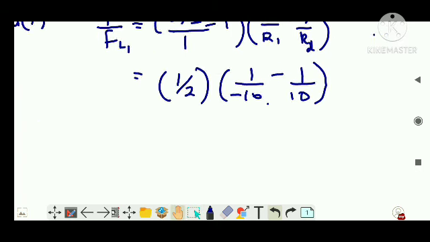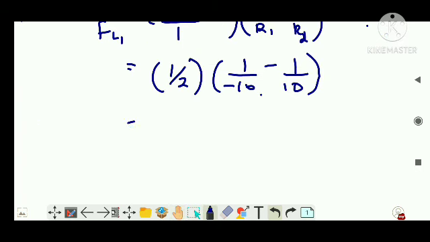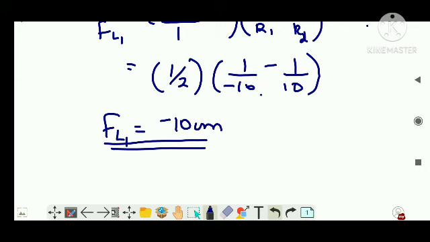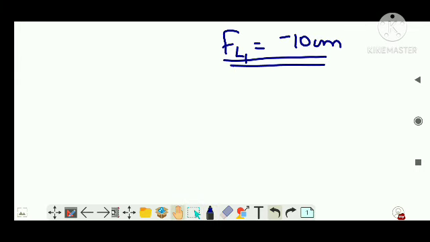Now going on, then the calculation please do it. I'm reducing the steps, guys. So you will get the focus of first lens as minus 10 centimeter, right? Not enough. Again I have to consider our convex lens, right?